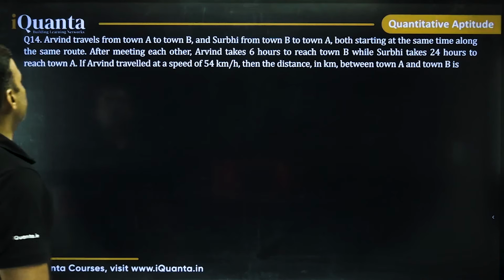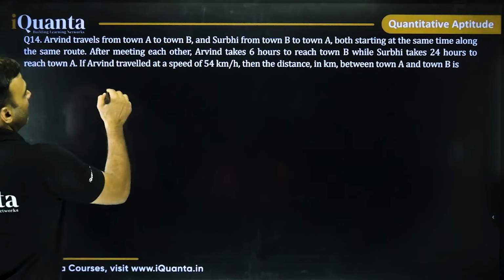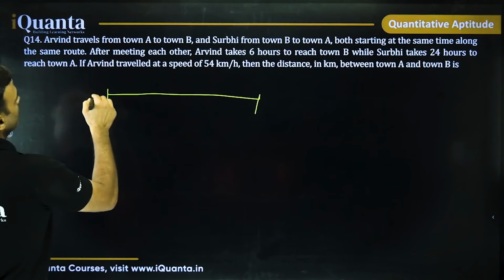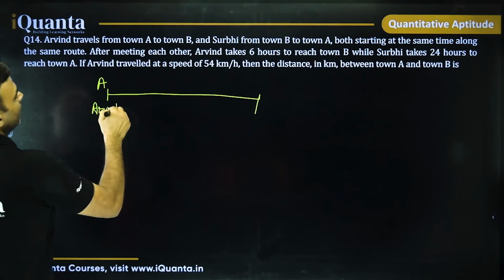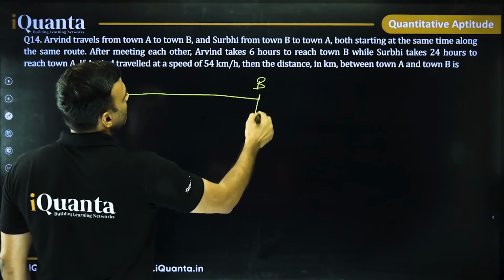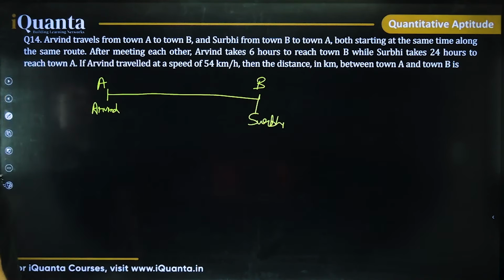This one is a direct question. It says, Arvind travels from town A to town B and Surbhi travels from town B to town A. Okay, so Arvind starts from here, and this is B, Surbhi starts from here. Both starting at the same time along the same route.